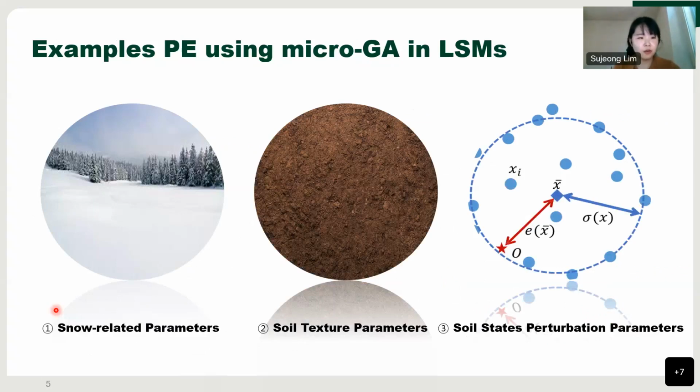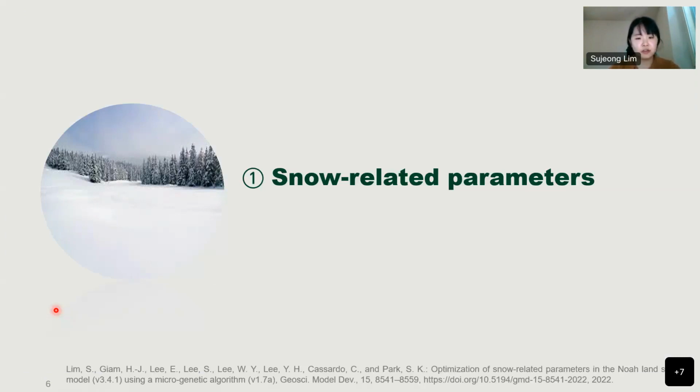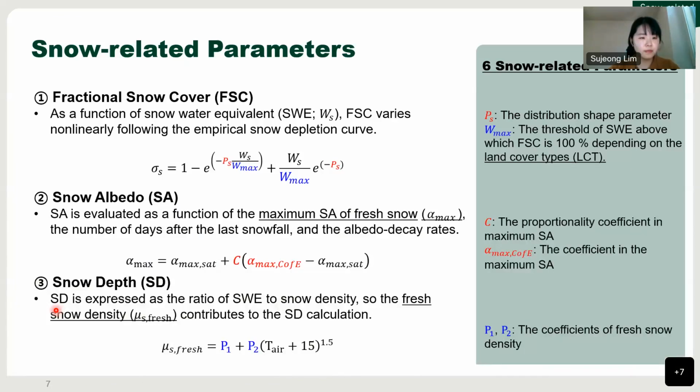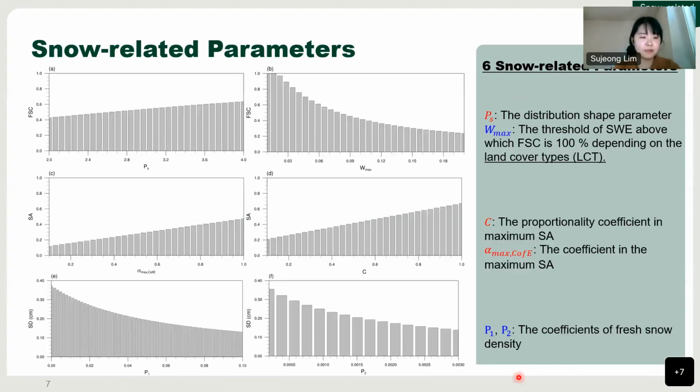So in this talk, I'm going to briefly introduce our recent work on parameter estimation in the land surface model using micro-GA. The first work is about the snow-related parameters. In the NOAA land surface model, which is a common LSM, there are three snow variables, such as fractional snow cover, snow albedo, and snow depth. And we investigate the most sensitive parameter in this equation like this. We also tested parameter sensitivity to understand the relation between each parameter and its snow variable.